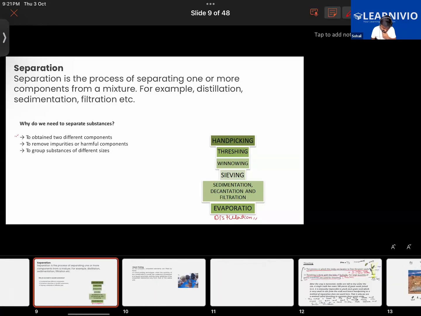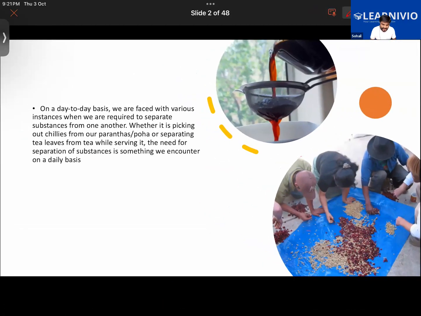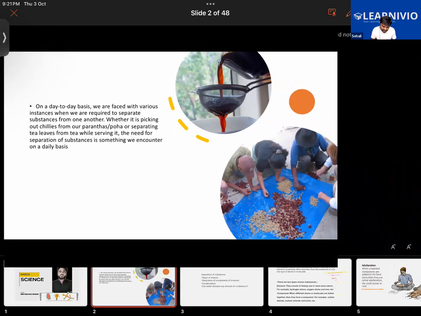The simple example, let us say that we have this one. So there are different components in the mixture, and say that you are a food scientist. So you have to study about the different grains here. How will you be able to study them if it is mixed together? You have to separate them to study it conveniently. That is one thing.